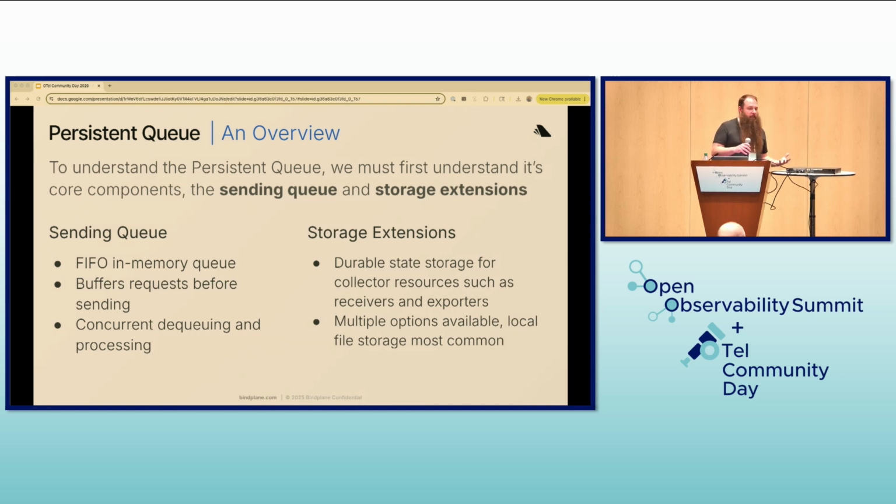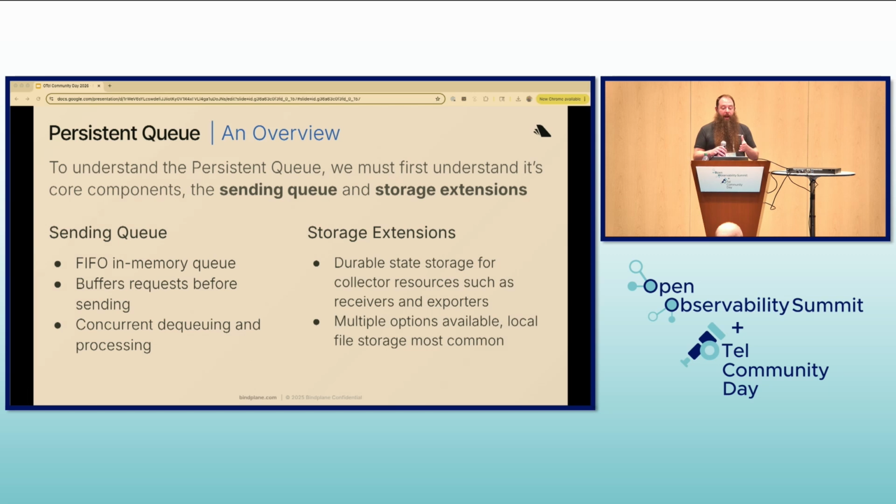So the sending queue is basically a first in, first out memory queue, right? And so when there's no storage, all of that's handled in memory. It buffers requests before they're being sent or exported. And there is a level of concurrency that goes along with the dequeuing. So there are workers that are dequeuing messages off of this queue and then going through the rest of the export process, retrying, timing out, and so forth.